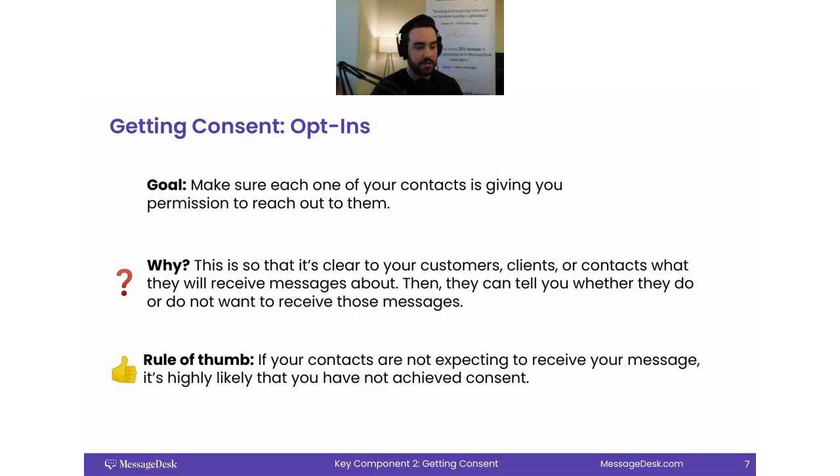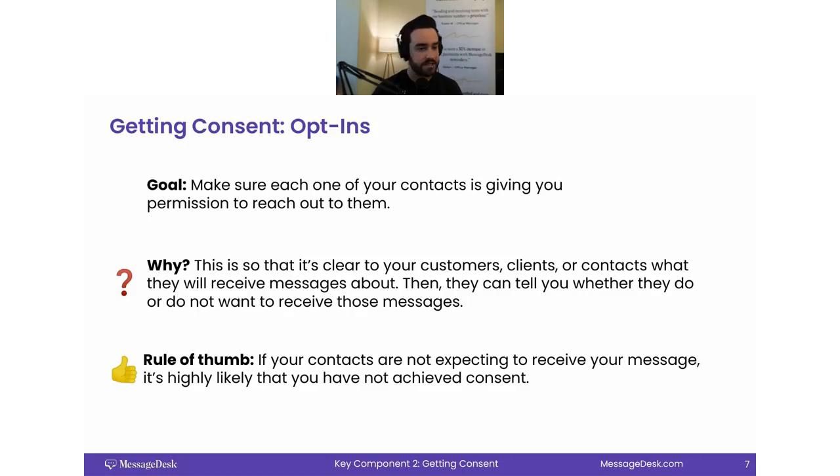So the second key component of compliance is getting consent. We also refer to this as collecting opt-in from contacts. So really the goal of getting consent is to make sure that your contacts are giving you permission to reach out to them. This is really important because it needs to be clear to your contacts what they're going to be receiving messages about, and then they get to make the choice as to whether they want to receive those messages or not. Getting consent is especially important with marketing campaigns specifically.